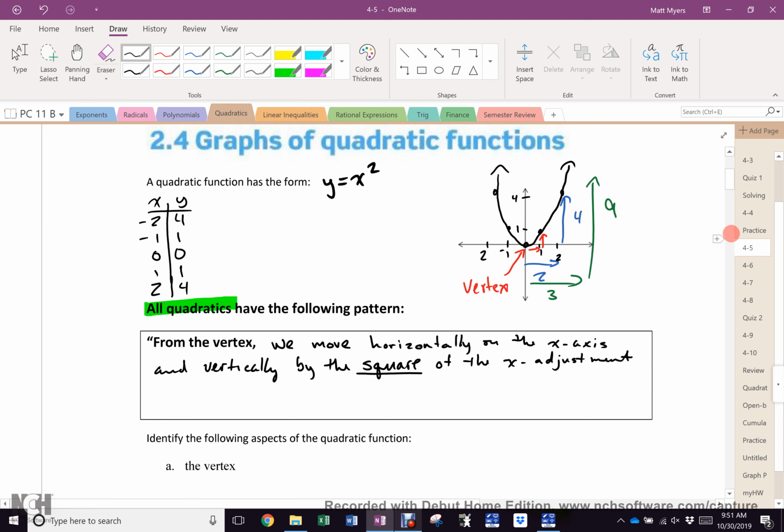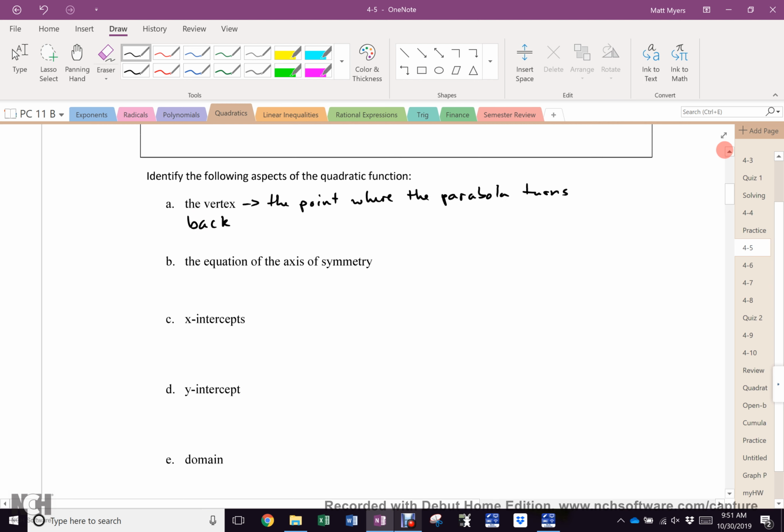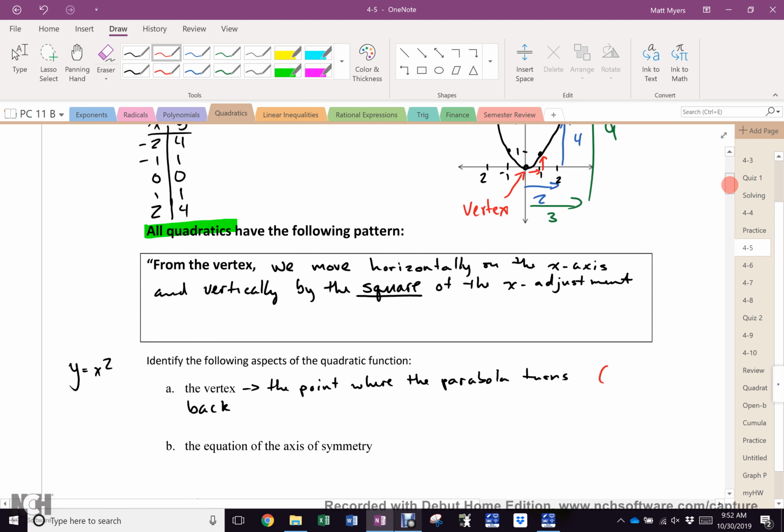All right, so let's talk about these things now. We already know what the vertex is. What is the vertex? The vertex is the point where the parabola turns back. And remember, we are working with y equals x squared. In y equals x squared, what is the vertex? 0, 0.